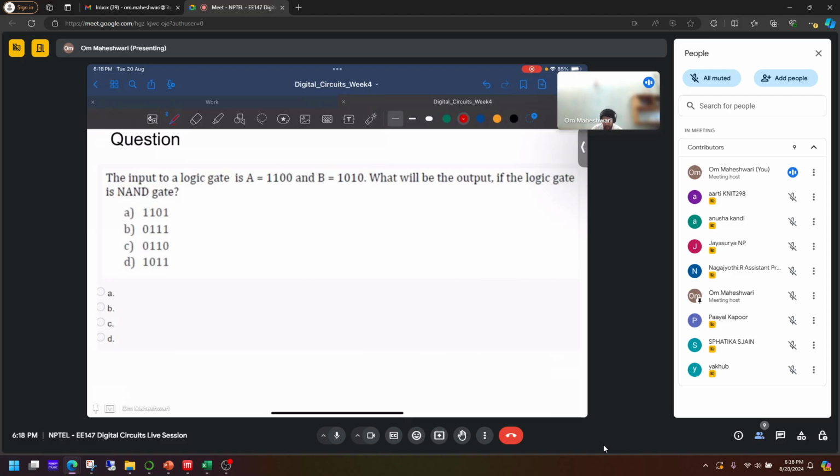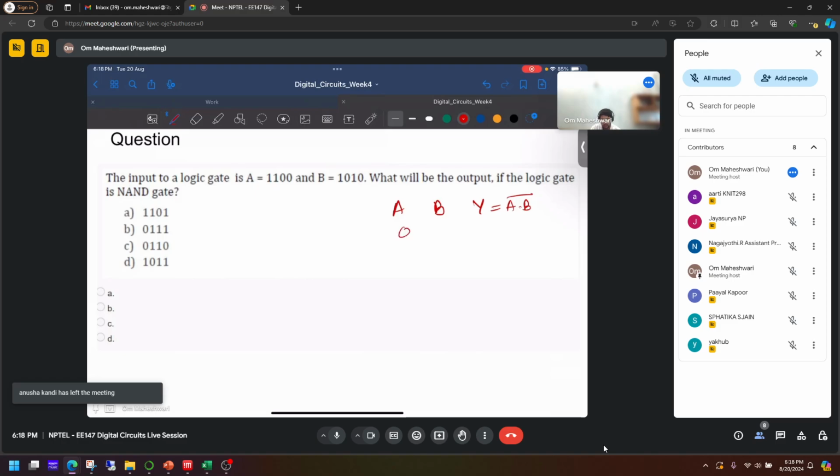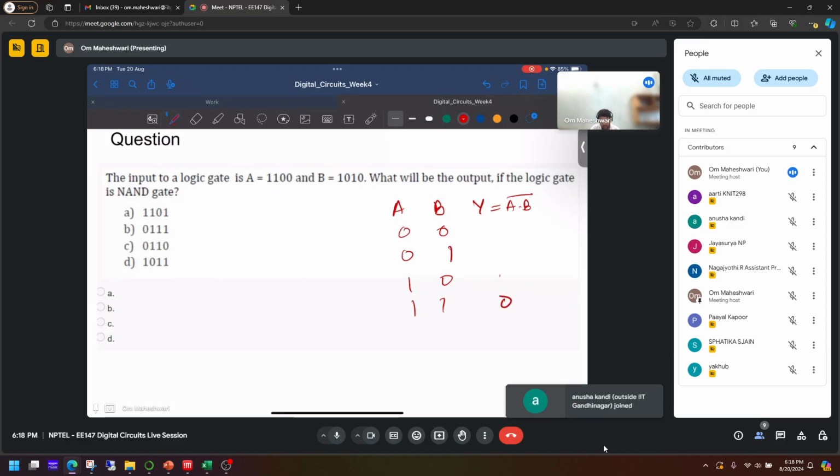Okay, so let us see this. Well, this is a very simple question. Y is equal to AB bar. Your NAND gate output is 0 here. For all the other cases, it is 1. So your inputs are A equal to 1, 1, 0 and 0, and B is 1, 0, 1, 0.